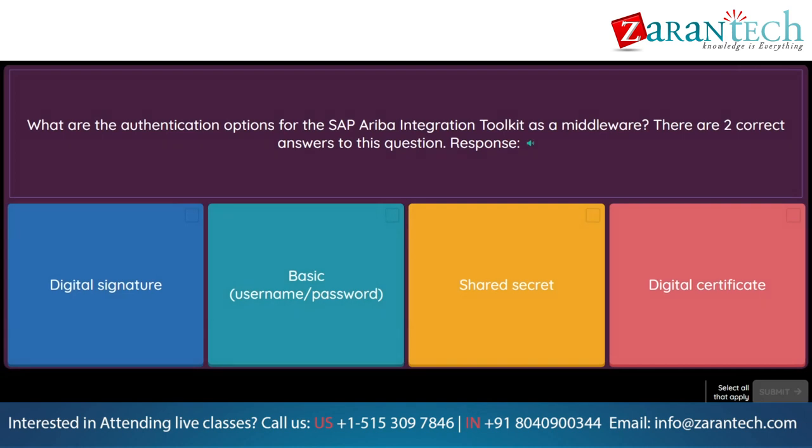Question: What are the authentication options for the SAP Ariba integration toolkit as a middleware? There are two correct answers to this question. Response. Option 1 digital signature. Option 2 basic, username/password. Option 3 shared secret. Option 4 digital certificate.